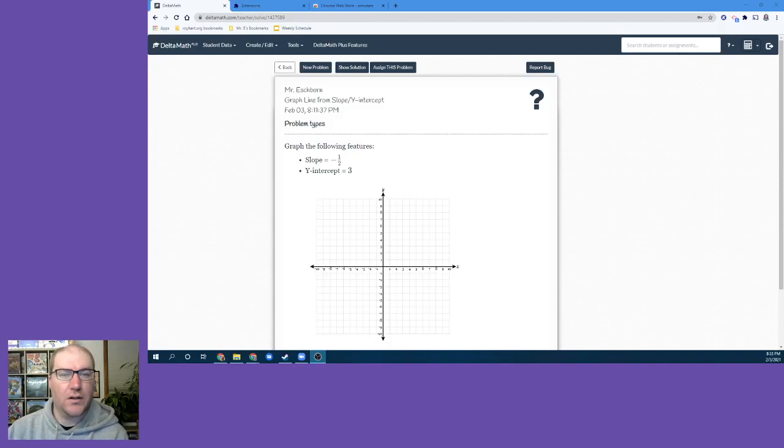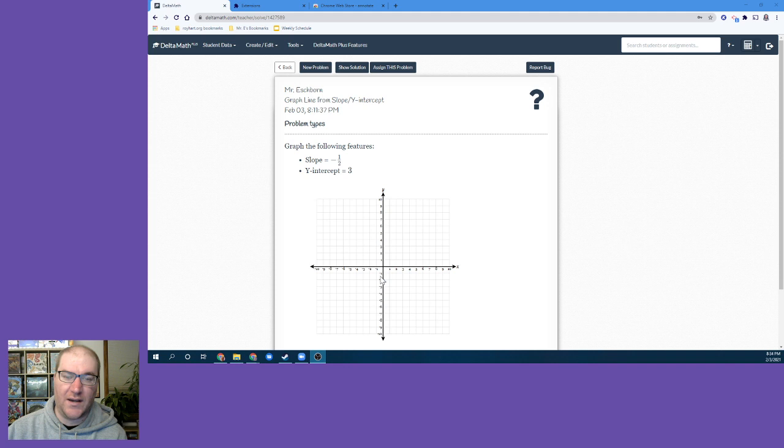In this video, we're going to go through how to graph a line if you're given the slope and the y-intercept of that line. So let's start with y-intercept. The y-intercept is where the line intercepts the y-axis. A line will almost always, unless it's vertical, hit the y-axis. So this problem on the screen wants us to graph a line that hits the y-axis at 3.